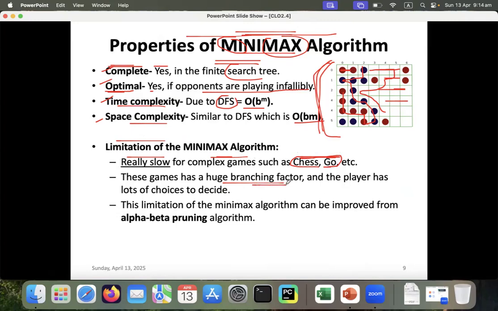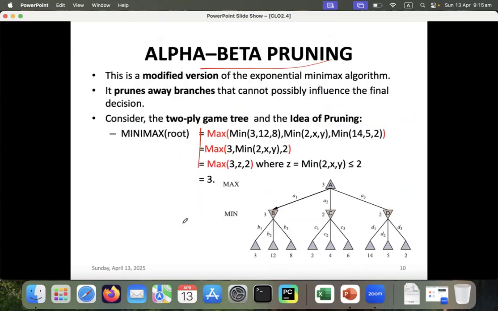And when you have many branches and many nodes, it means that the players have many options to do many things. And then the game will become slow. We can improve these limitations of the minimax algorithm by using another algorithm that is called the alpha beta pruning algorithm. We will see it from here.